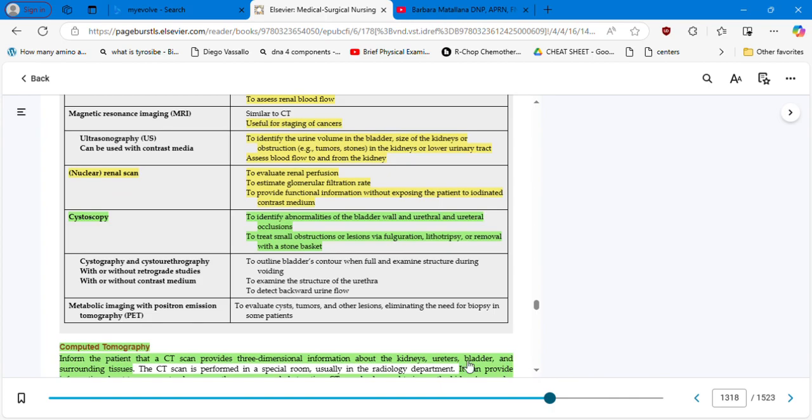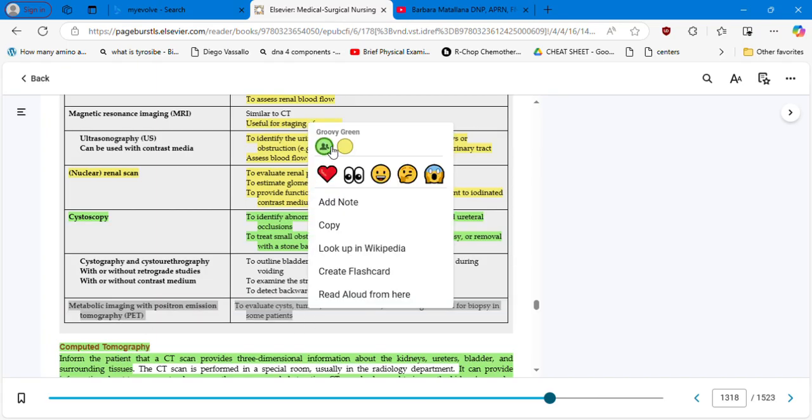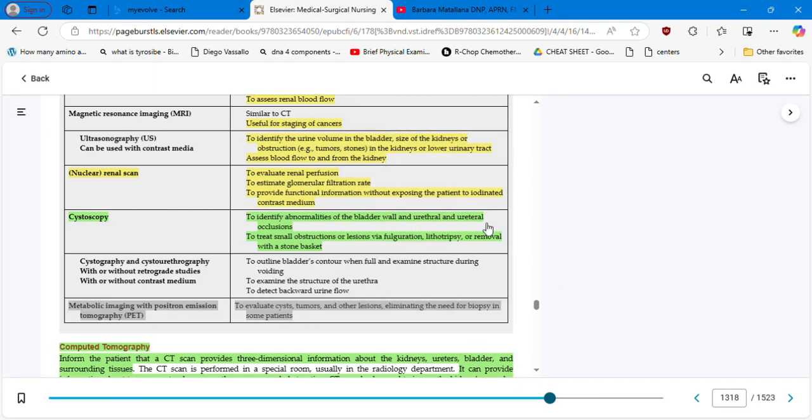Metabolic imaging with positron emission: the PET scan is usually used to evaluate Wilms' tumor, but the PET scan in general is usually used to evaluate metastasis, if there is any malignant tumor.